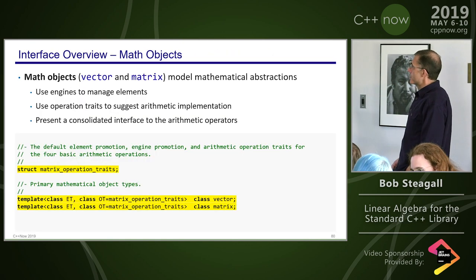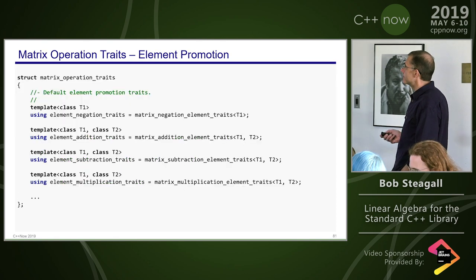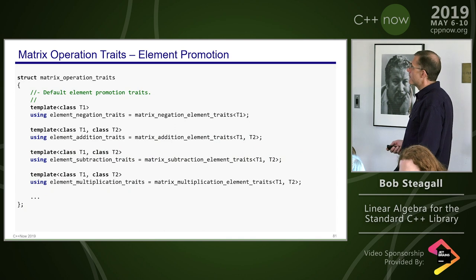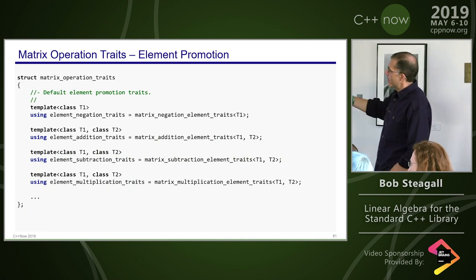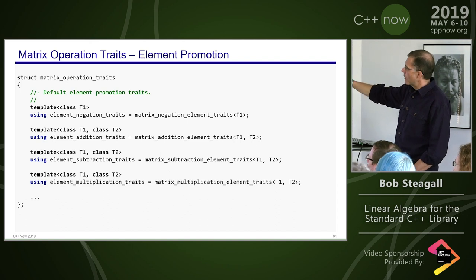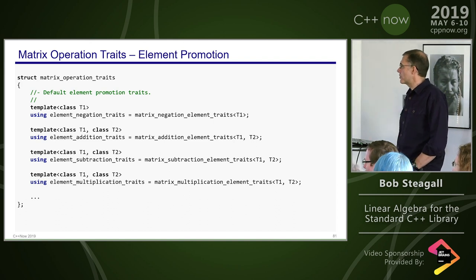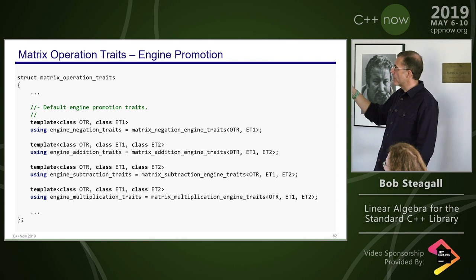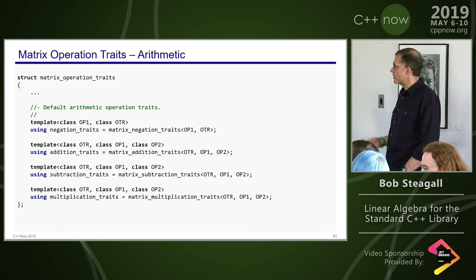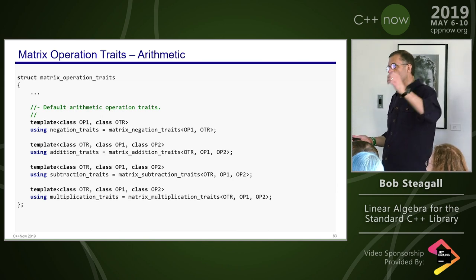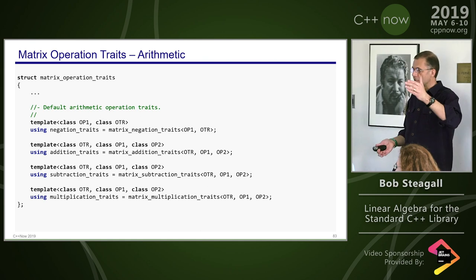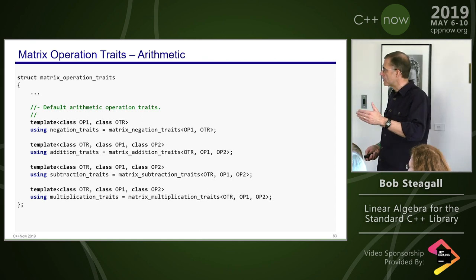So the matrix operation traits, all right, we're going to look at the operation traits in matrix. So here's matrix operation traits. It's a container traits type. It contains the promotion traits for negation, addition, subtraction, multiplication, engine promotion traits for the four operations, arithmetic traits for the four operations, and that's it. It's a container type that holds all of the different kinds of promotion and arithmetic that needs to be done that I want this type to use.